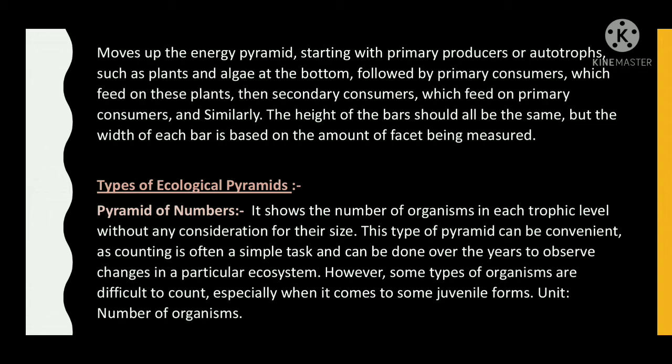Types of ecological pyramids. Pyramid of numbers. It shows the number of organisms in each trophic level without any consideration of their size. This type of pyramid can be convenient, as counting is often a simple task and can be done over the years to observe changes in a particular ecosystem. However, some types of organisms are difficult to count, especially some juvenile forms. Its unit is number of organisms.